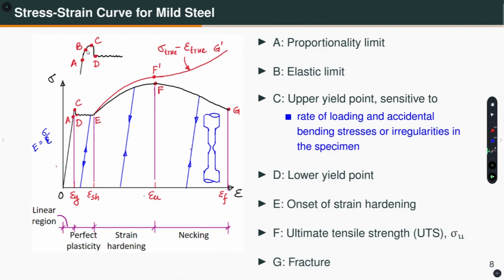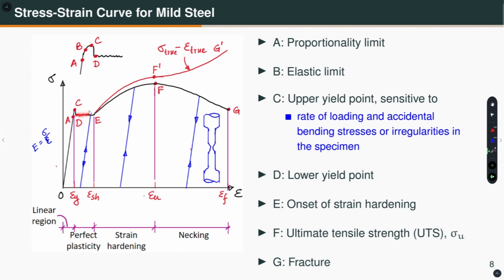If you continue loading, then what happens? The material starts to yield, and mild steel shows a behavior that after point C, the stress suddenly drops, and then the material continues to deform plastically, which I am showing again here. This part is our linear region, and from here to here is what is called perfect plasticity, where the material continues to deform without any change in the stress level. There will be a little bit of zigzag.